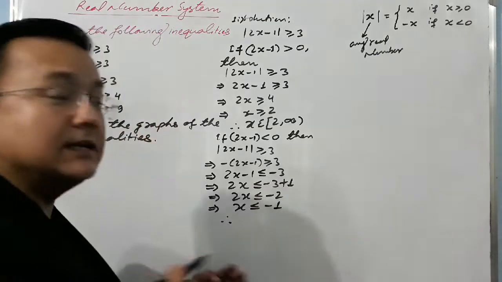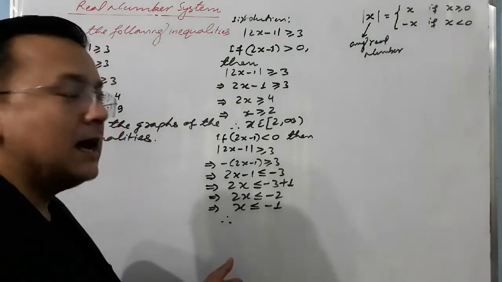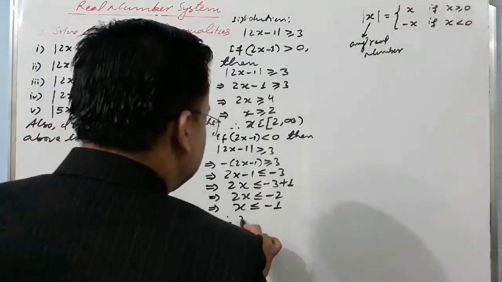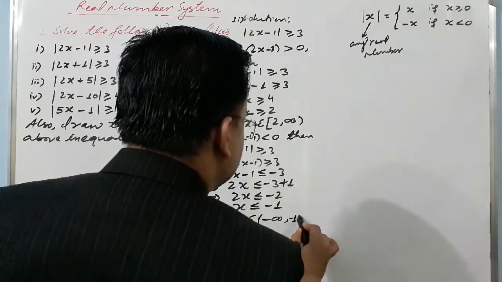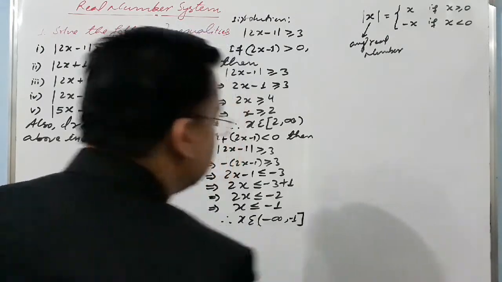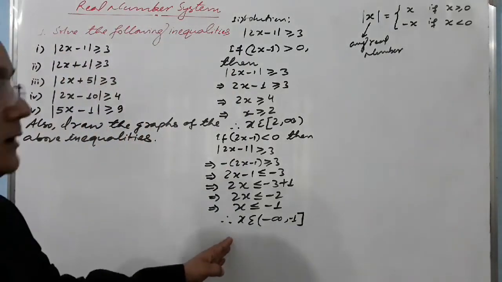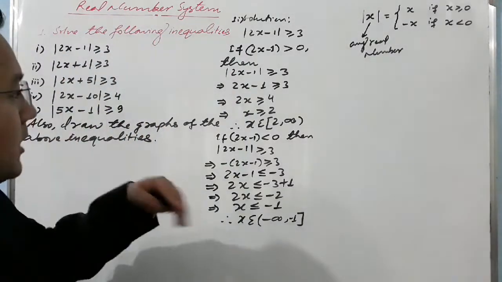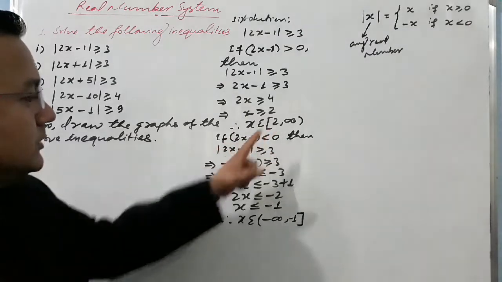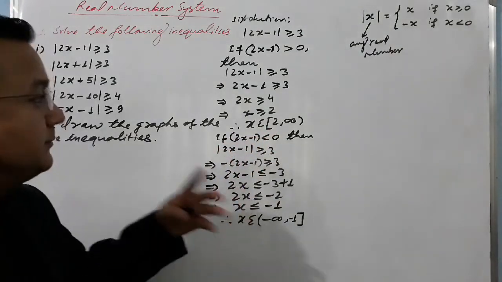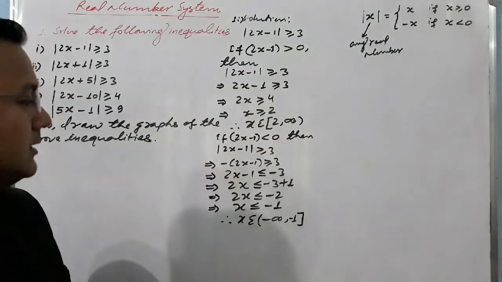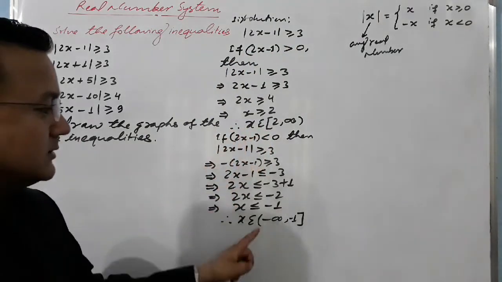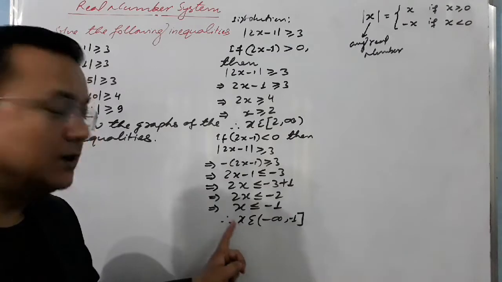So therefore x is less than or equal to minus 1, so all values are to the left of minus 1. Therefore x belongs to minus infinity to negative 1, right? So we got the solution for the different conditions. If 2x minus 1 is greater than 0, then you will get this one, and if 2x minus 1 is less than 0, then we will get this solution.